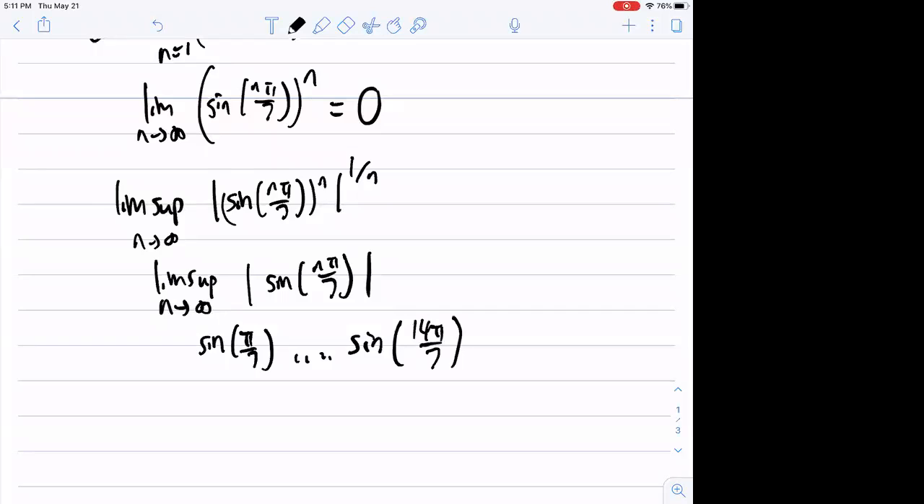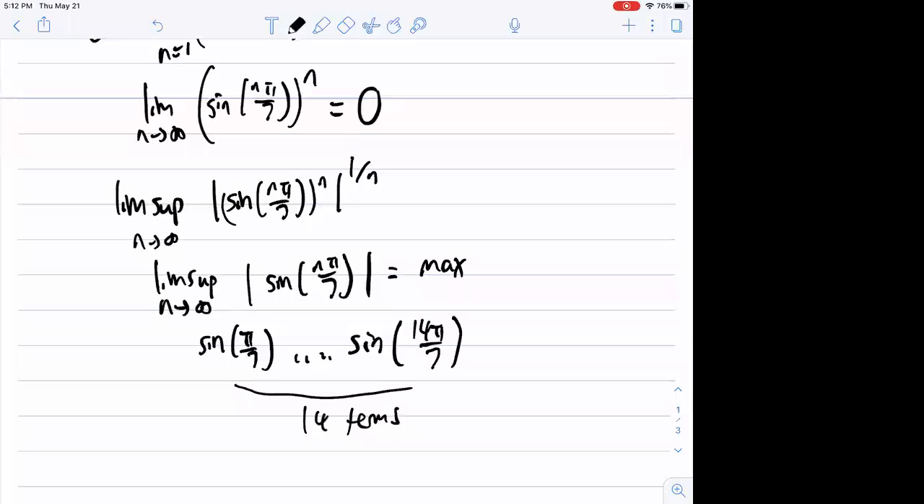Because the next one's the same as sine of pi over 7, since sine is 2 pi periodic. If I add 2 pi, which is 14 pi over 7, it's going to repeat. So I only have finitely many terms, I have 14 terms. And the lim sup is just the maximum of them, right? The lim sup is just the biggest one.